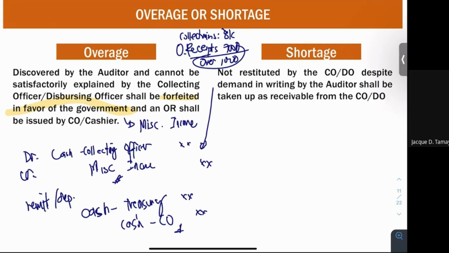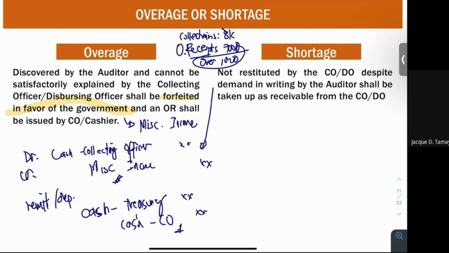So the difference here, in your financial accounting, what we do if there is an overage is to determine the reason why there is an overage. And in determination of the reason, if it is in favor of the collecting officer or whoever is the cashier, you give it to the cashier. But if it is not for the cashier, then it is treated as miscellaneous income. That's the rule under financial accounting.